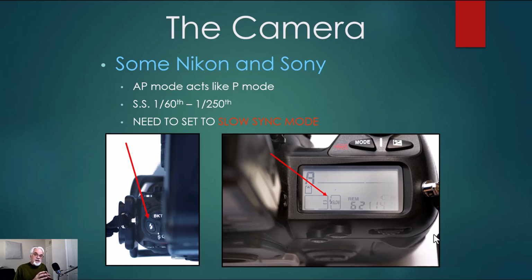In my Canons, I go into the menus and change how aperture priority mode is supposed to work on Canon cameras, and I just changed the menu setting. When I was doing my book, and this has been years ago, the Nikons, you always chose slow sync. And I've heard the same with Sony. So you need to check on that.